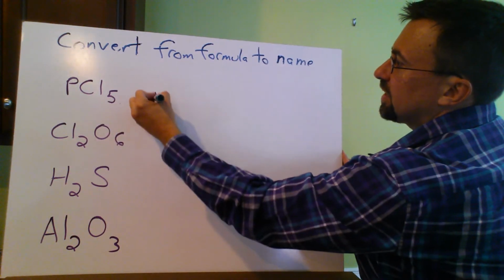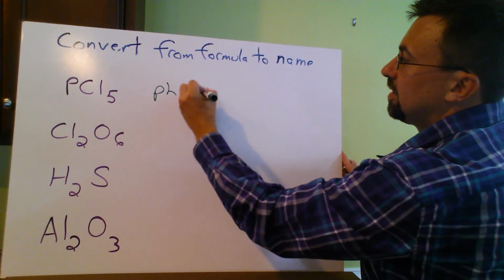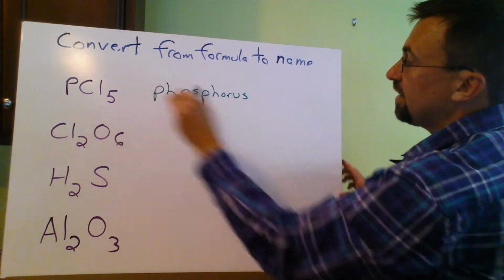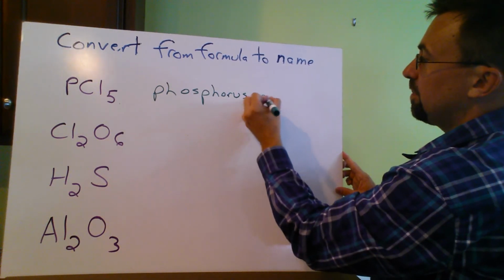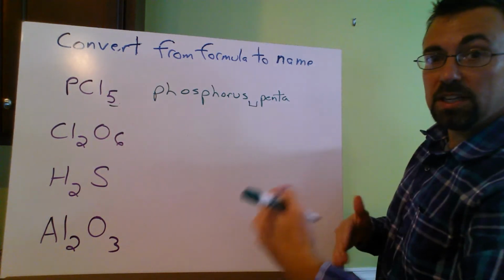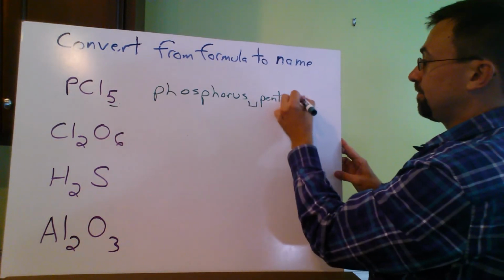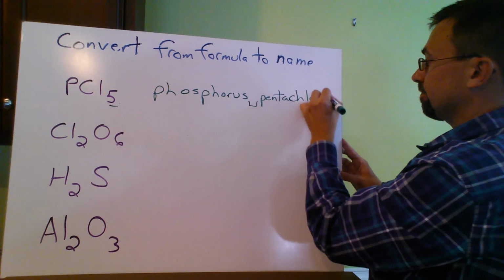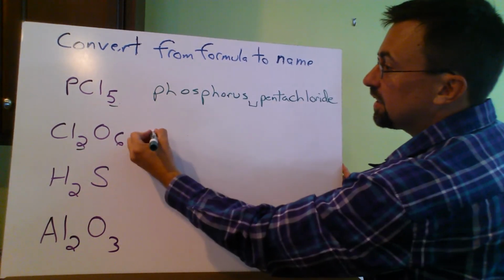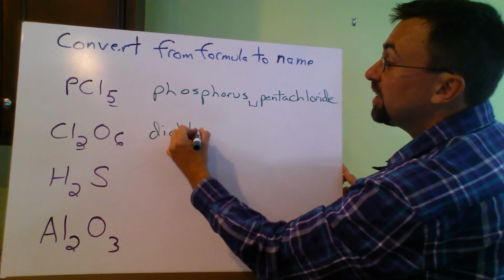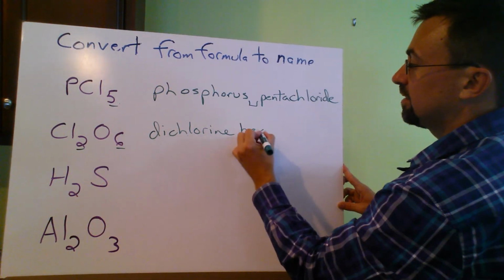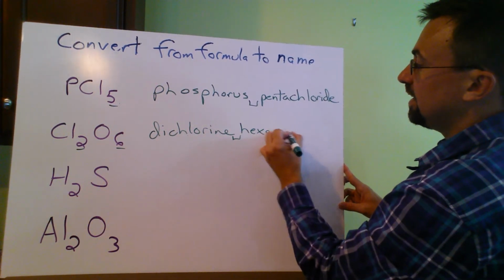So P is phosphorus. And we don't have to put anything out front, because there's only one of it. Then we have to do 5, leave a space, penta. And then Cl, chlorine, becomes chloride. So much like the ionic naming. Now we have a 2, so we do have to put the prefix out. Dichlorine, hexa, oxide.